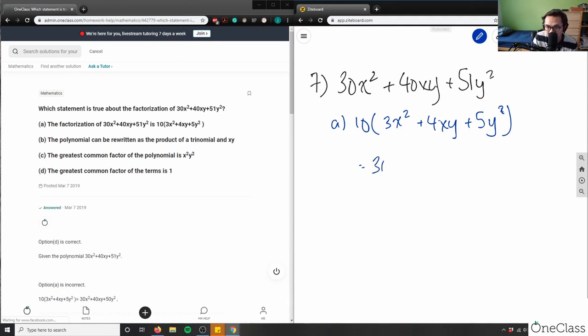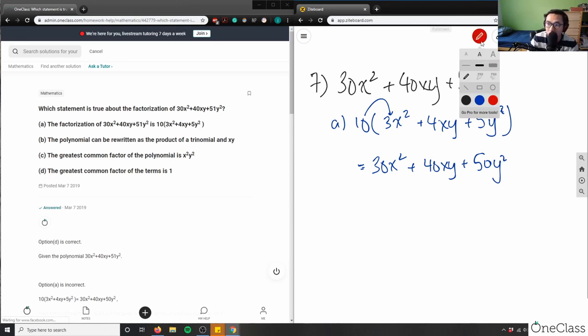I would get 30x squared, because I'm multiplying it by this. 10 times 4xy would be 40xy. And then 10 times 5 here is 50y squared. So 30x squared plus 40xy plus 51y squared is not equal to this, because of 50y squared versus 51y squared. So in this case, option A is incorrect. Okay, that's fine. Let's look at option B here.